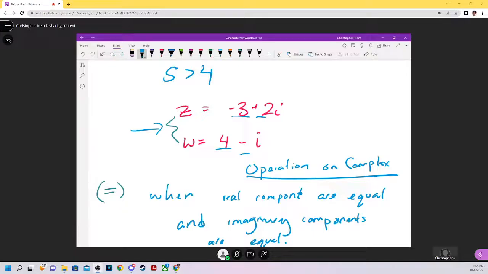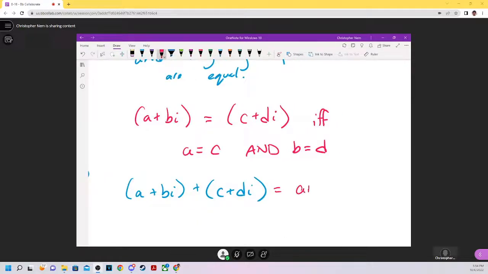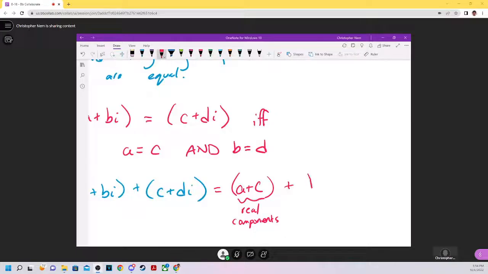However, there are some parts of the complex number that have the same properties. So in particular with addition, if I have a plus bi plus c plus di, I can add the real components together and add the imaginary components together. So this is the same as saying a plus c, which is the real component. This is why I need to know what the components are. And then you just tack on your imaginary component.